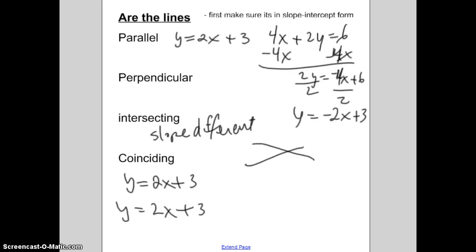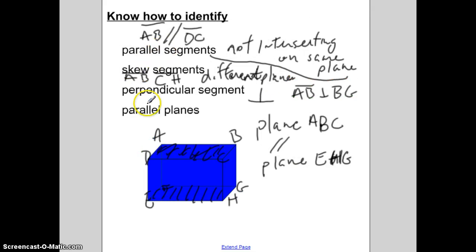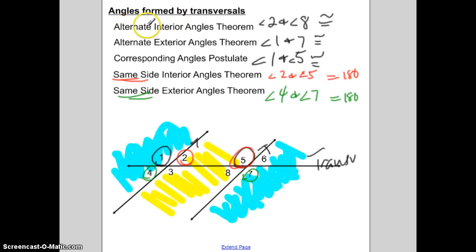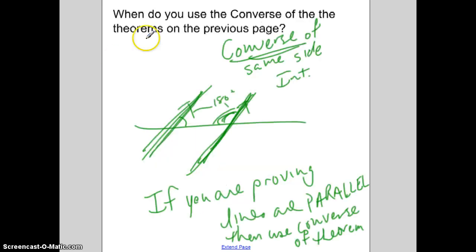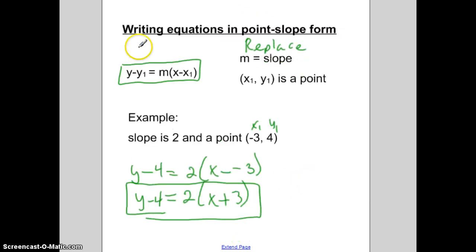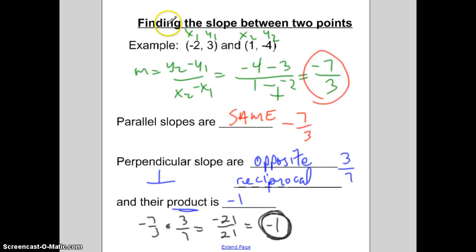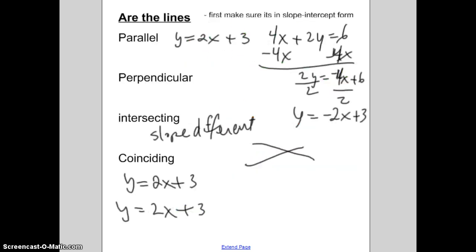Let's move on. I think that's it. That's pretty much all the information you need to know. Let's go through it all one more time. Identify these vocabulary words. You can identify those segments. Know angles that are formed by transversals and how to solve equations using them. Use a converse when you're proving lines are parallel. Write equations in point slope form. Here's point slope. Just plug in the slope and plug in the point. That's it. Find the slope between 2 points. So here you go. And then are lines parallel, perpendicular, intersecting, and coinciding?